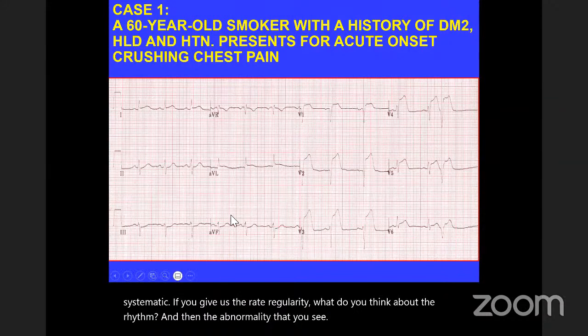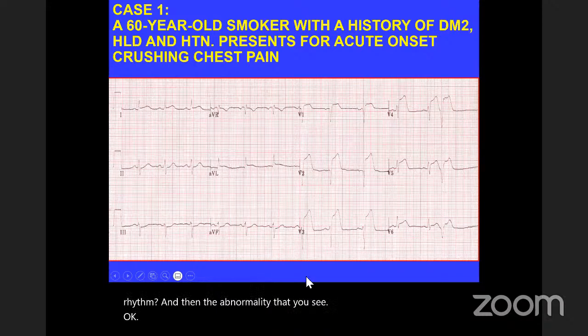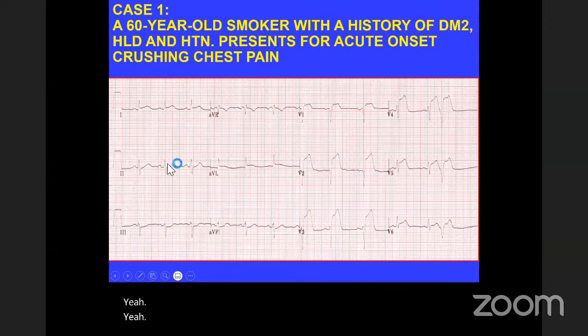Okay, Dr. Bender, we can start with whether it is sinus or not. Yeah, we can see P waves in all leads, I guess, so it's sinus. And then the rhythm is regular, I guess. And then the rate, about 100. Let's see the large box.